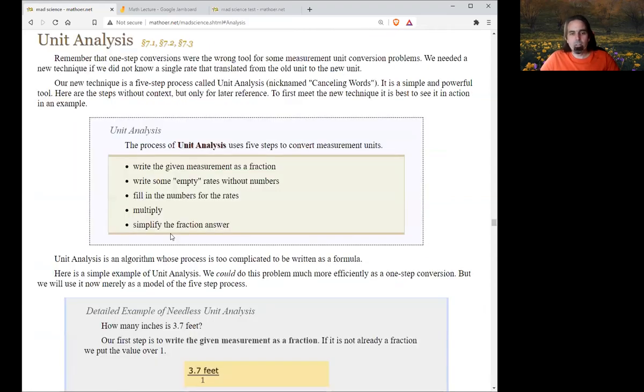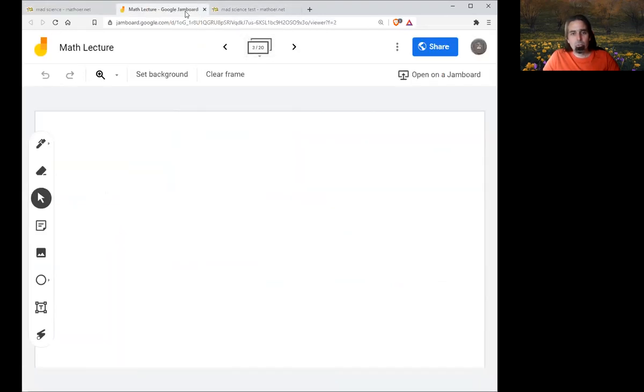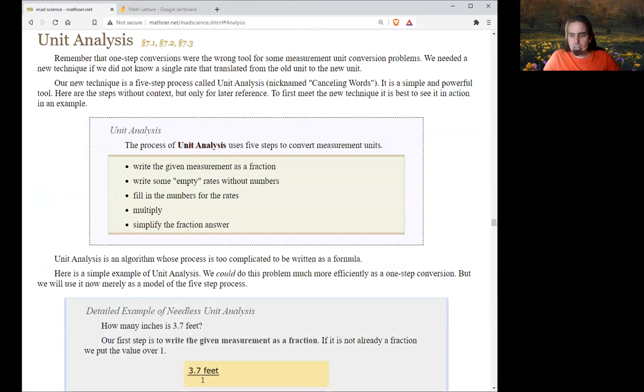Anyway, let's look back at unit analysis. And in the Jamboard, I will skip over those for now and grab a copy of unit analysis steps.